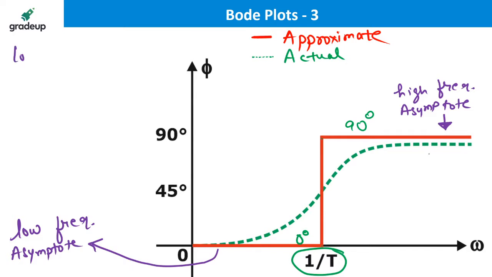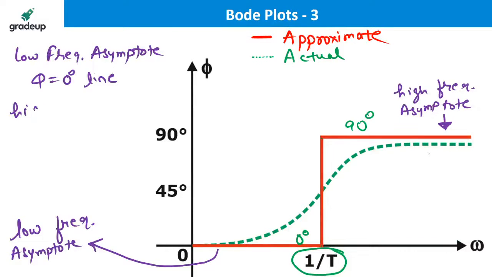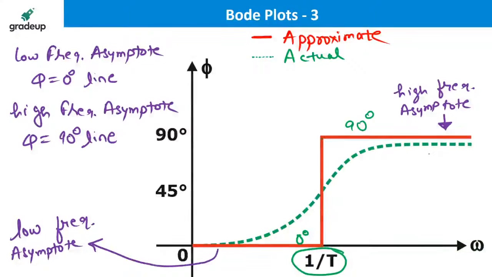What is the low frequency asymptote? Phi equal to the 0-degree line. What is the high frequency asymptote? That is phi equal to the 90-degree line. Low frequency and high frequency asymptote: 0-degree and 90-degree line. Right? Alright. Now let's move forward.